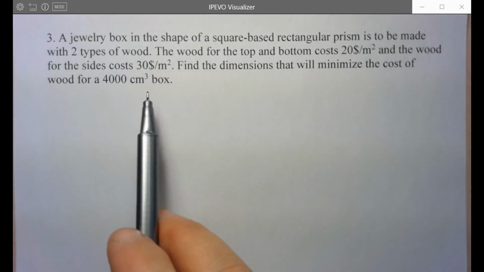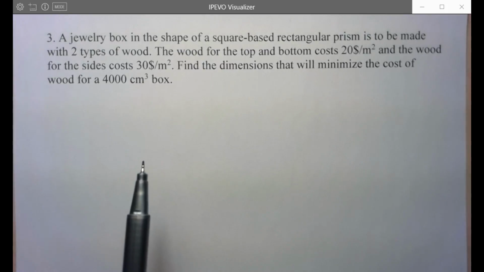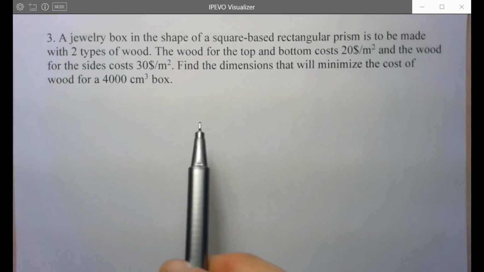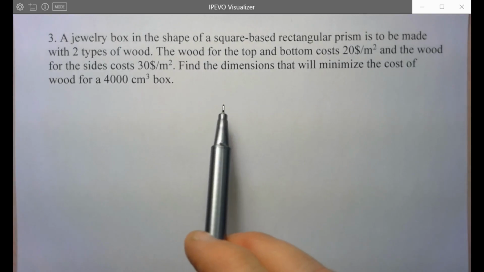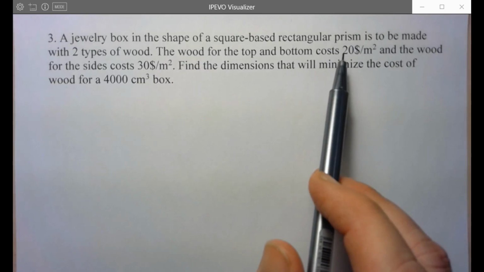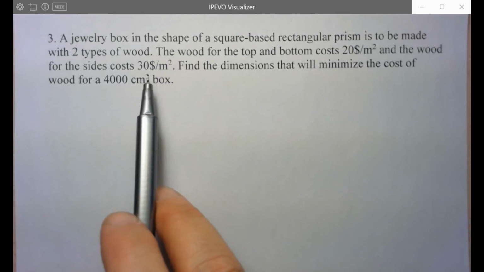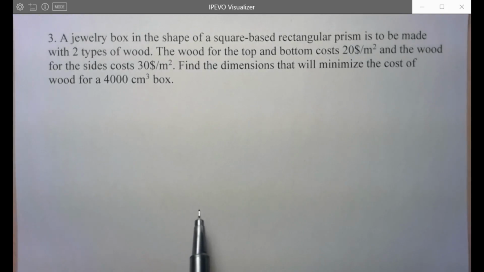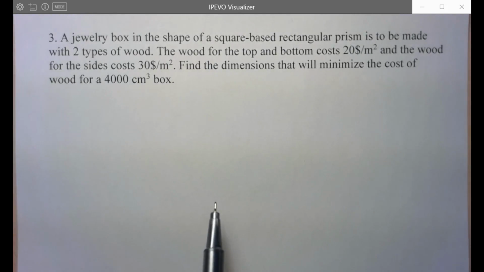Now, this is where you have to be careful because, back in grade 9, you would have seen that in some circumstances, the optimal rectangular prism is the cube. But here notice that there's this constraint that the different parts of the box cost different prices. So I wouldn't assume that I'm definitely going to end up with a cube as my final answer.